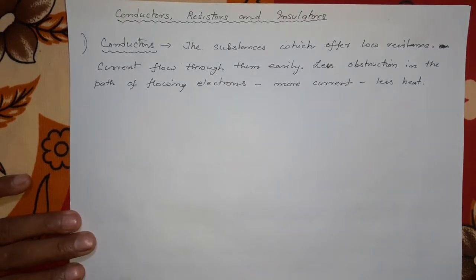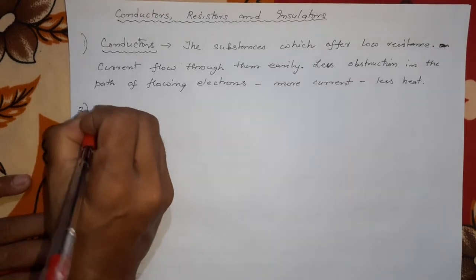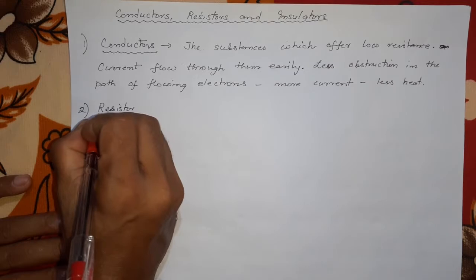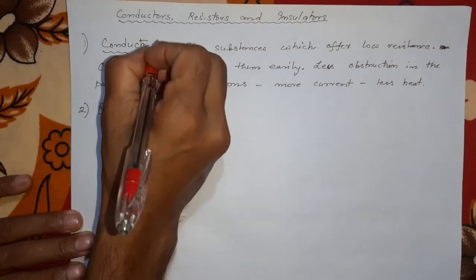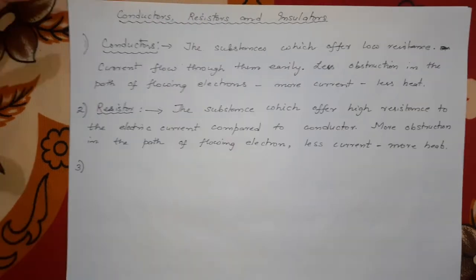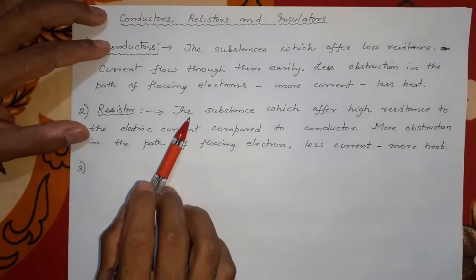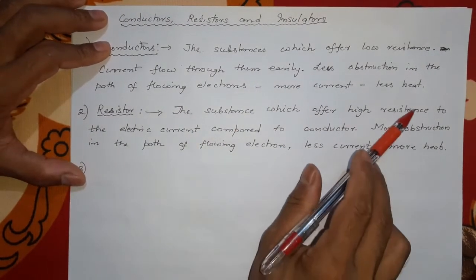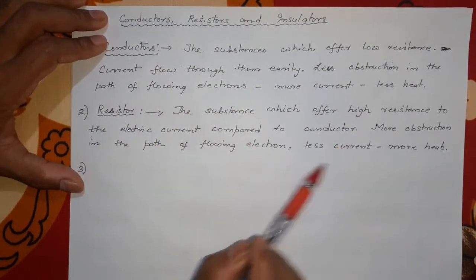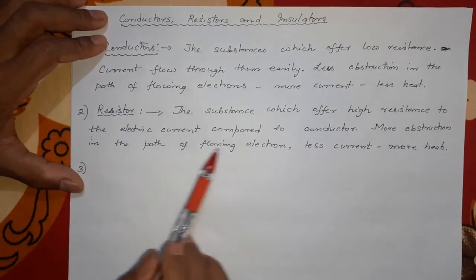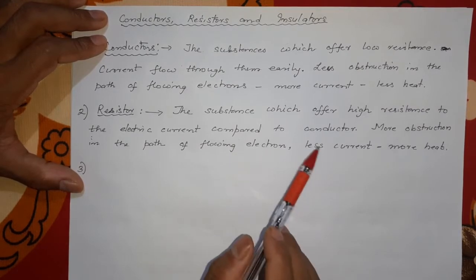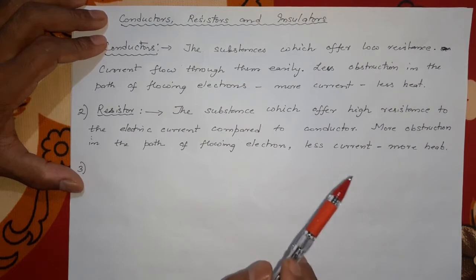Similarly, the next will be resistors. A resistor is slightly less than a conductor, and so on. Now look at resistors. These are substances which offer high resistance to the electric current compared to conductors. There are more obstructions in the path of the flowing current. They don't easily allow the current to pass through them, and as a result, less current will flow through them.